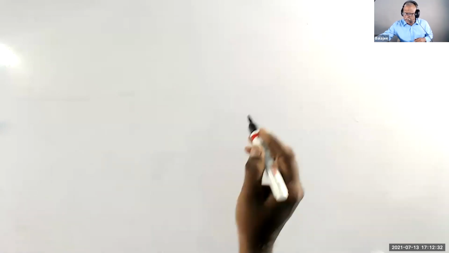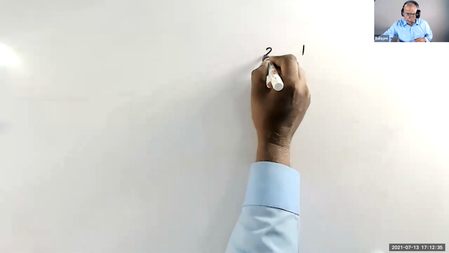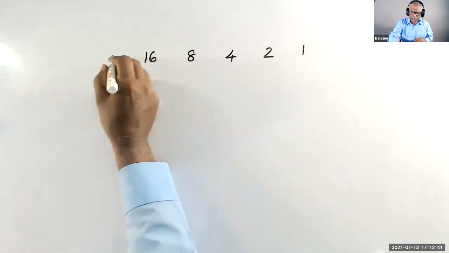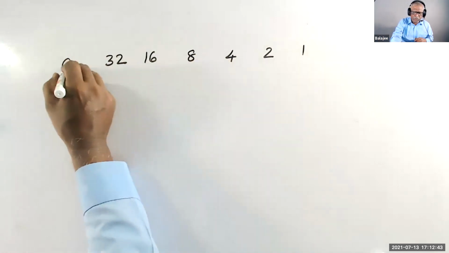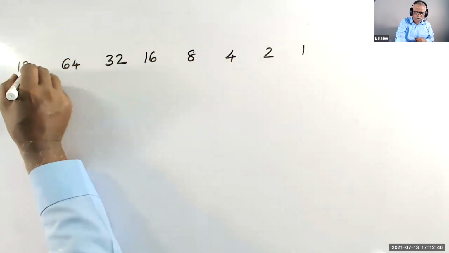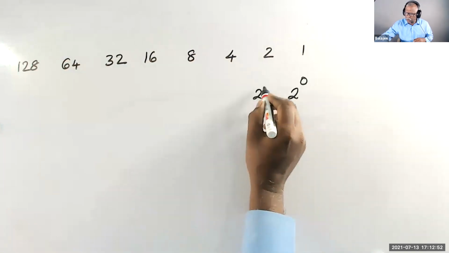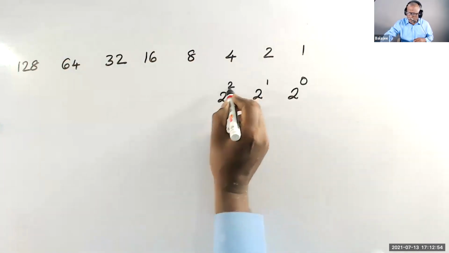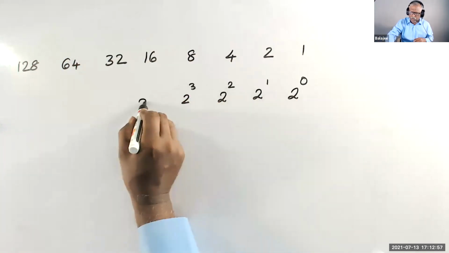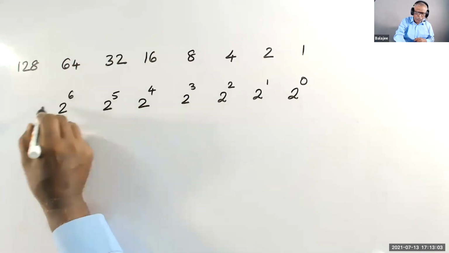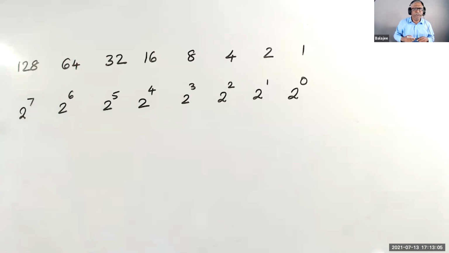Let us continue what we have discussed in part 1. In part 1, we stopped here. That is 1, 2, 4, 8, 16, 32, 64, 128. That is 2 power 0, 2 power 1, 2 square, 2 cube, 2 power 4, 2 power 5, 2 power 6, 2 power 7.